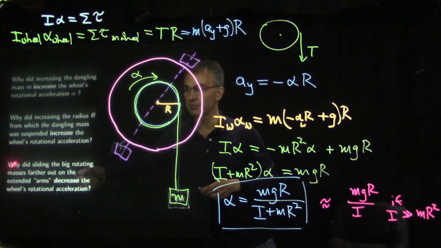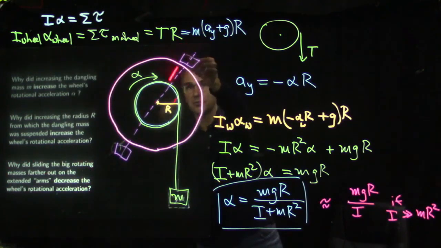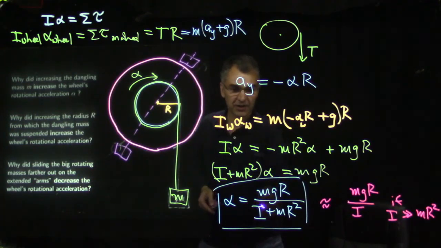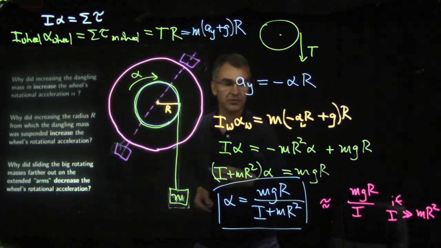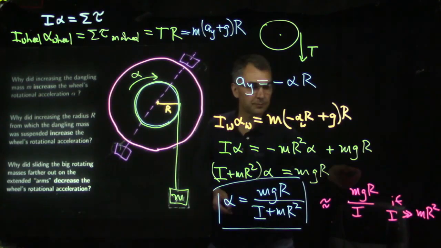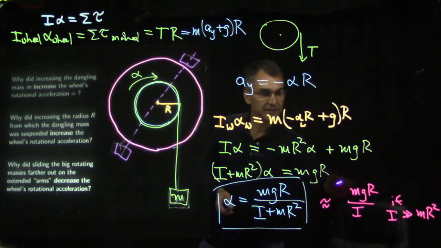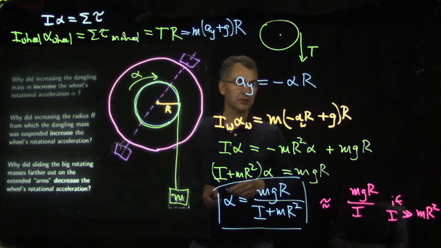Why did sliding the big rotating masses farther out on the arms here decrease the wheel's rotational acceleration? Well, you can see if you make this I bigger, and it doesn't really matter in this case whether we have this other term here or not, making this I bigger certainly makes this angular acceleration alpha smaller. But really, when we were working with the big red wheel, we were using this limiting case where alpha is approximately equal to mgr over I. So making m bigger made alpha bigger, making r bigger made alpha bigger, and making I bigger made alpha smaller. So that all makes sense.